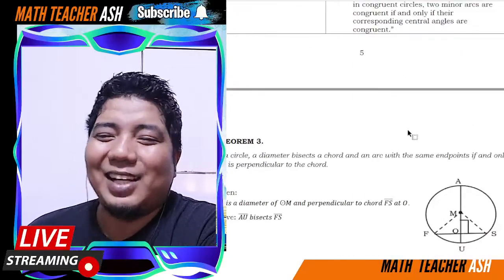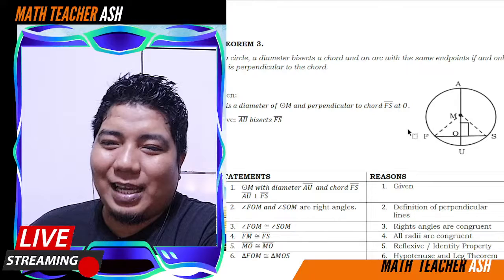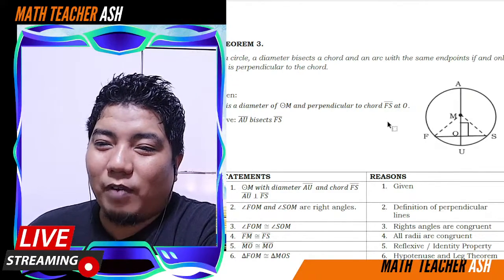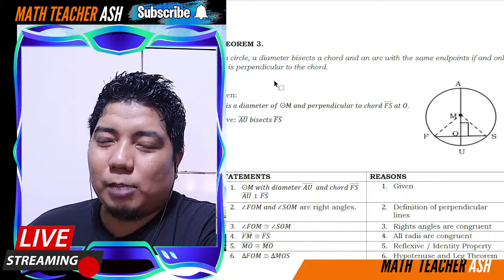All right. So, let's go to theorem number 3. In a circle, a diameter bisects a chord of an arc with the same endpoints if and only if it is perpendicular to the chord.